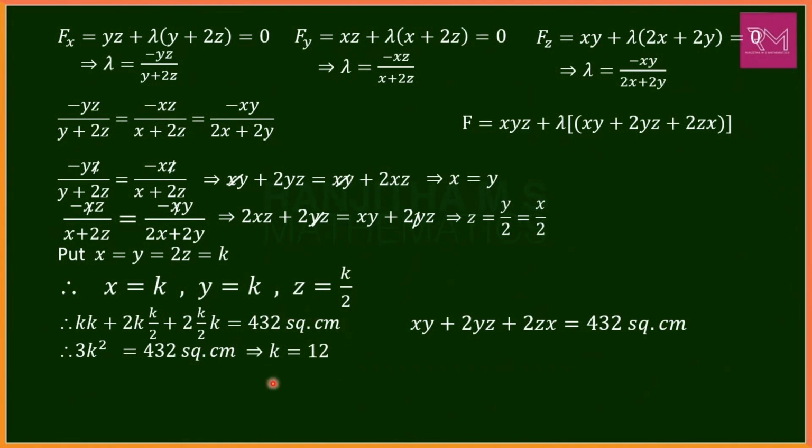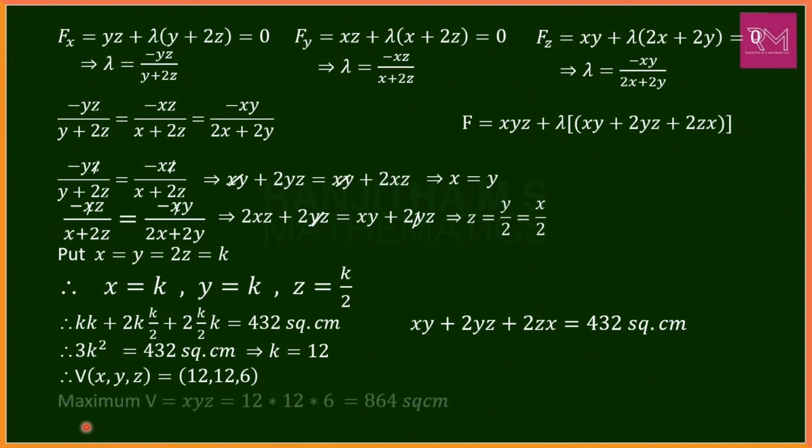After finding k value as 12, substitute k value, and we get the values of x, y, z. Therefore x is 12, y is 12, and z is 12 by 2, which is 6. These are the stationary values, that is x is 12, y is 12, and z is 6. This is the stationary point. After finding stationary points, you have to find the maximum value.